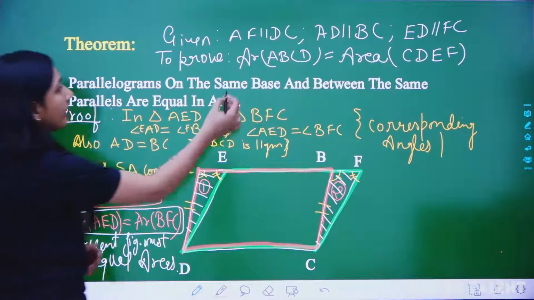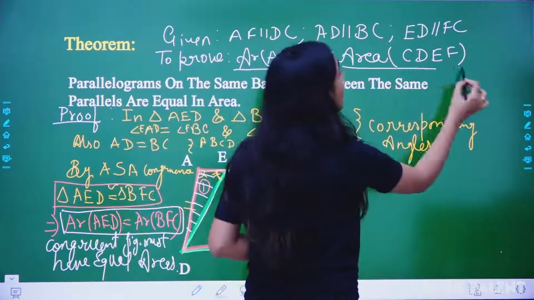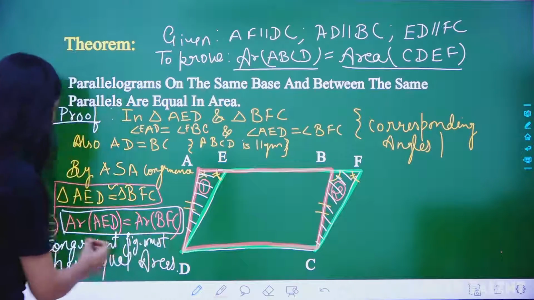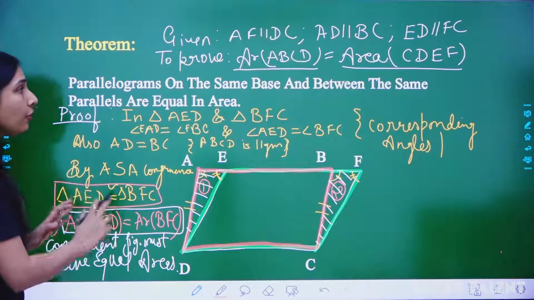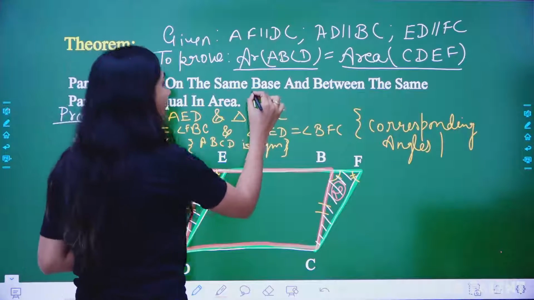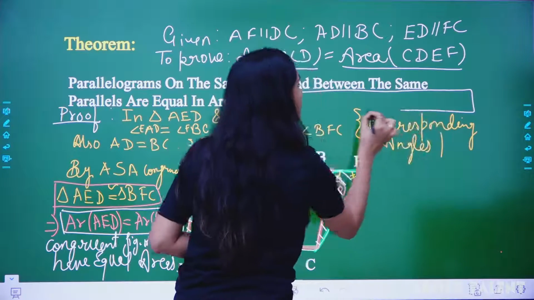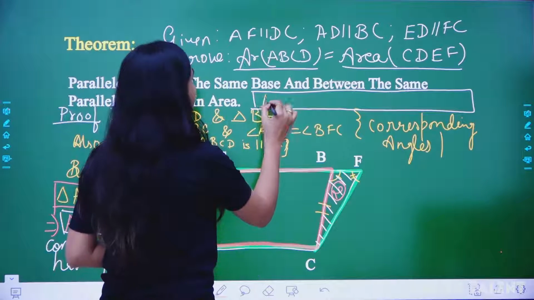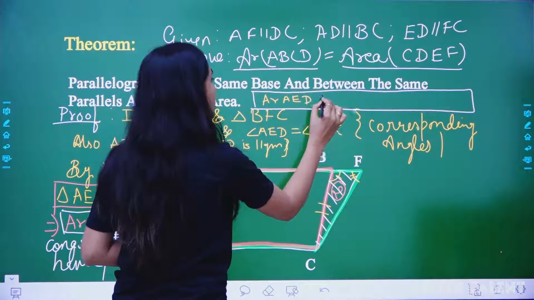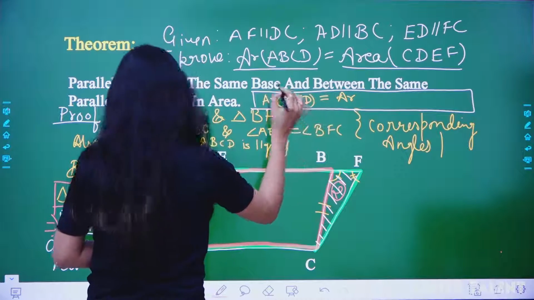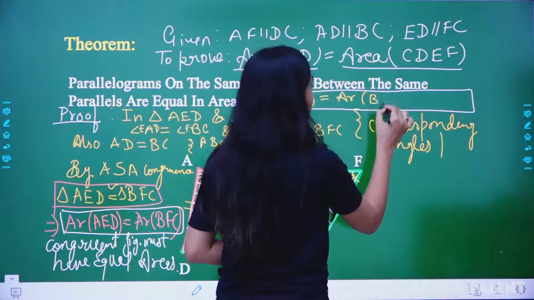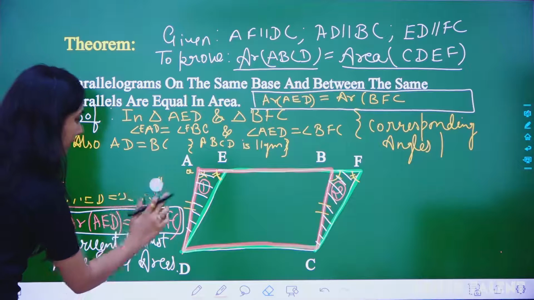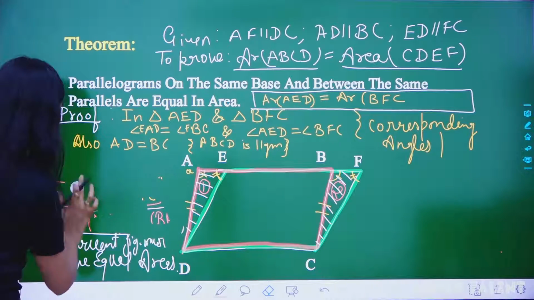Now, look at it here again. We have to prove that area ABCD is equal to area CDEF. Now, this particular thing that we have found, I am going to put it here. So we have found that area AED is equal to area BFC. Fair enough? Okay. Now I'm going to rub this part.